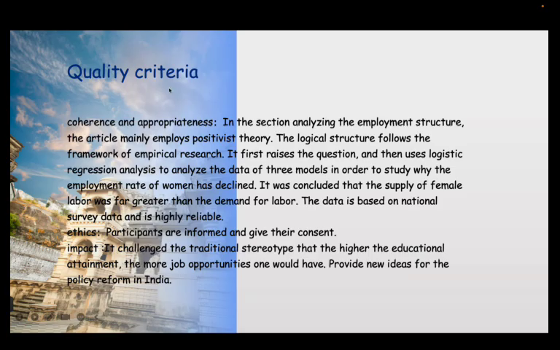So what about the quality of this article? I also mentioned the coherence, ethics, and impact. So the coherence of this article is very excellent. It used logistic regression analysis to analyze the data of 3 models in order to study why the employment rate of women has declined. And the data is based on national survey data, and it is highly reliable.